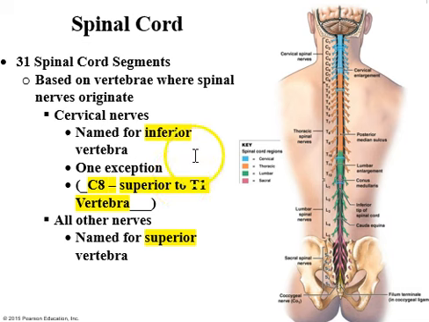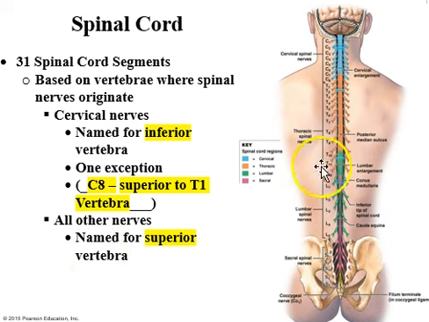Okay, the one exception to the cervical rule is when we get down to C8. There's actually 8 cervical nerves. So C8 is going to be superior to T1 and inferior to C7. After that, if we went below the T1 vertebra, so in between T1 and T2, we're going to get the T1 spinal nerve, and that's where we have this name for the superior vertebra.